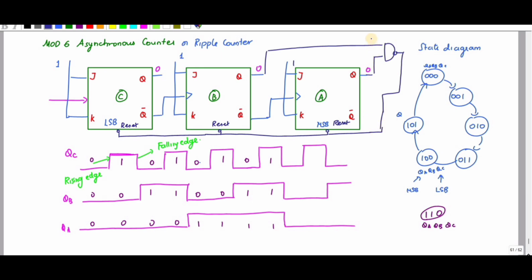So whenever it is 1 1, the output is 0. So 0 is given to an active low pulse. If it is an active low pulse, the reset gets turned on. So all the flip flops go to the initial state, that is 0 0 0.